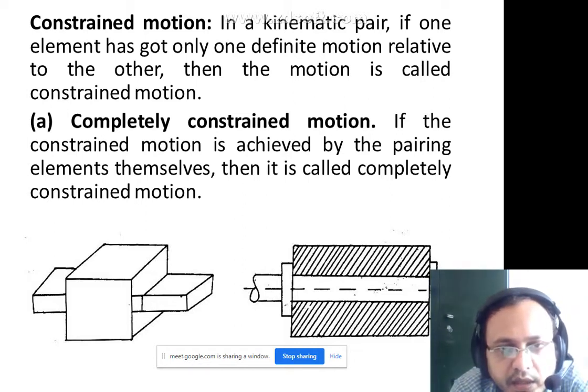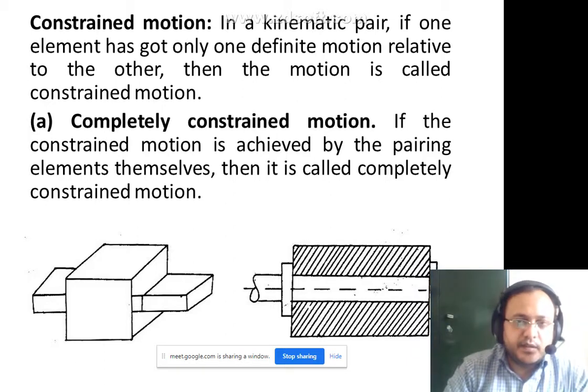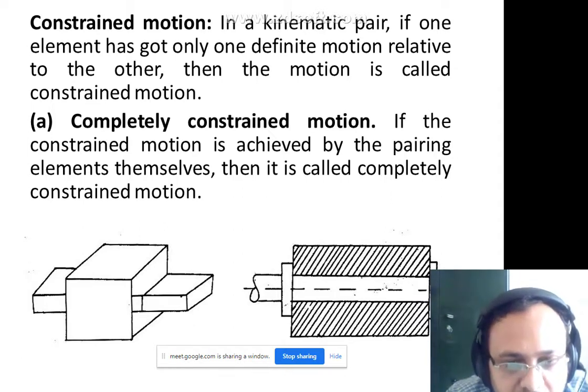Okay, so constant motion in a kinematic pair: if one element has only one definite motion relative to another, then the motion is called constant motion. It means if you give some motion in a kinematic pair, passing from one part to another. For example, take the sliding pair. If you slide on that surface, automatically you are passing the motion, and if you get only one definite motion relative to another, then it is known as constant motion.